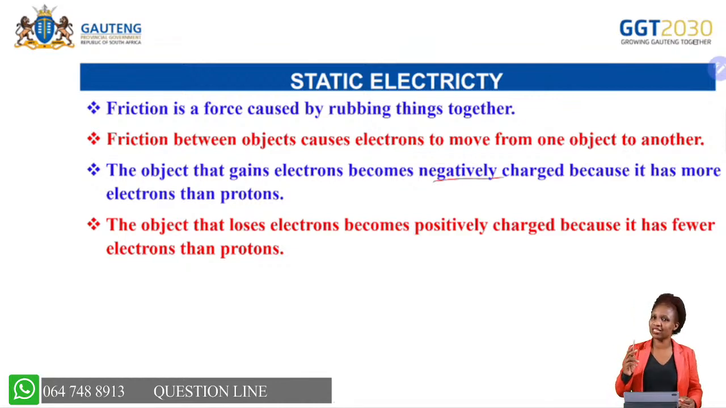And the glass rod has lost some electrons. Do you get that? And then the object that loses electrons becomes positively charged. Why? Because it has lost electrons. And remember, the same number of electrons that have been transferred from a glass rod to a silk cloth are the same number of electrons that the silk cloth is going to receive. It doesn't change. That is very important. Make sure you note that, grade 8.